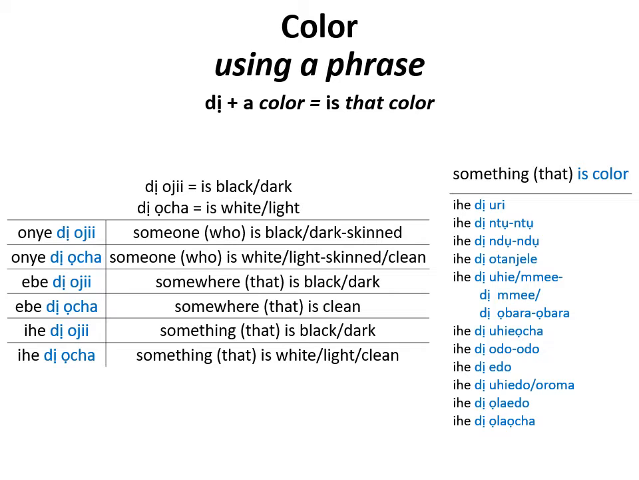Ihe di uhie, or ihe di meme, or ihe di obara obara, something that is red. Ihe di uhiocha, something that is pink. Ihe di ododo, something that is purple. Ihe di edo, something that is yellow. Ihe di uhiedo, or ihe di oroma, something that is orange. Ihe di oledo, something that is gold in color. Ihe di olocha, something that is silver.